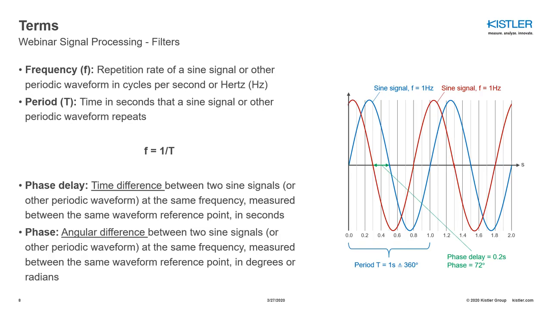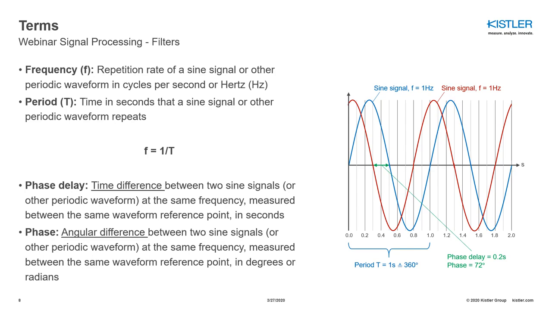When we are talking about the phase delay, we are talking about the time difference between two periodic waveforms at the same frequency. So again, if we have a look into the graph on the right side, we can clearly see marked in green the phase delay between the blue sine signal and the red sine signal, which is 0.2 seconds in this case.